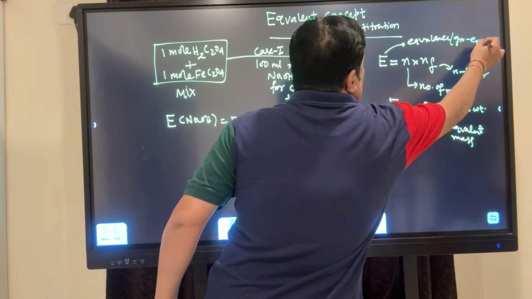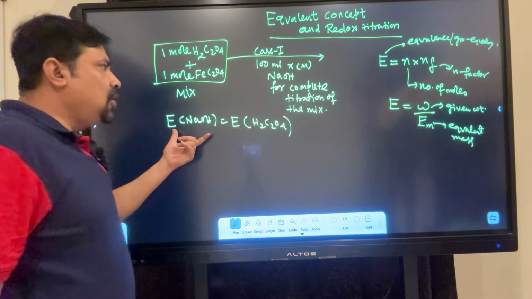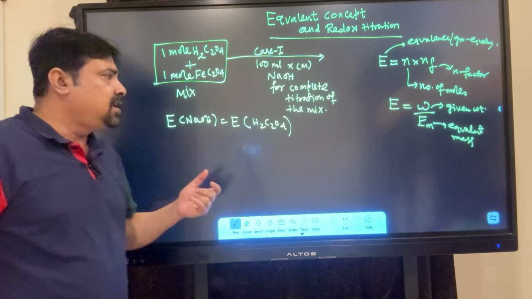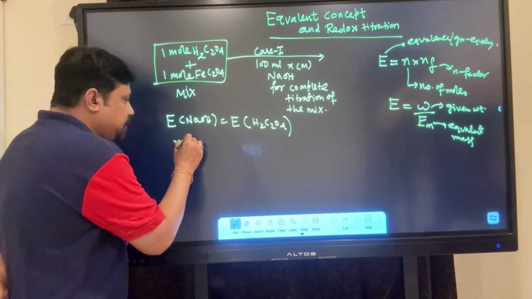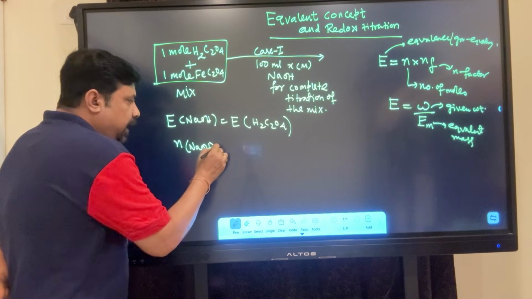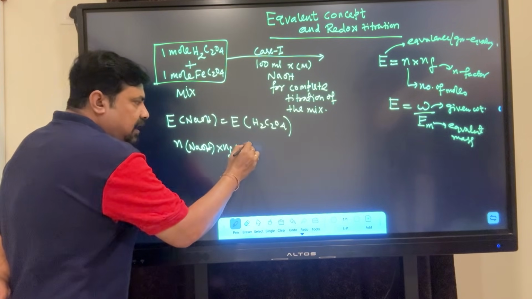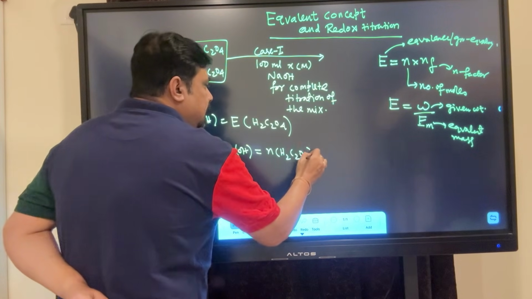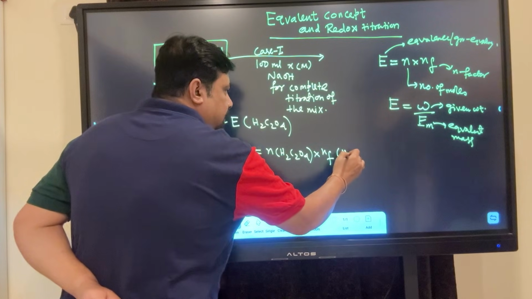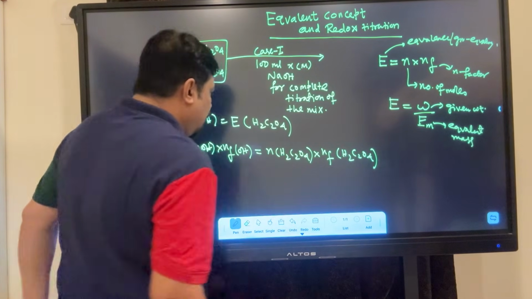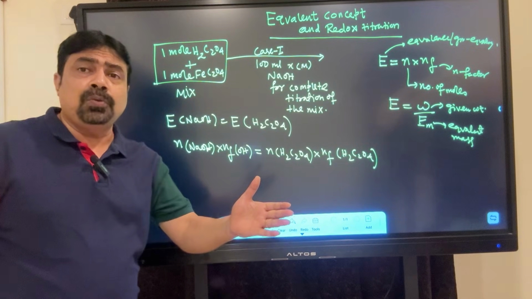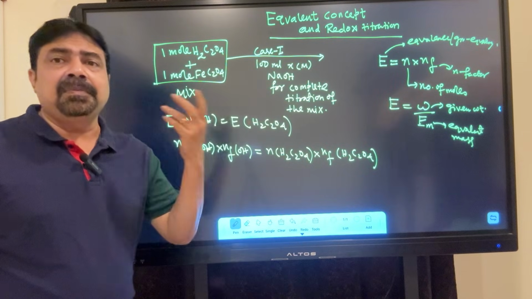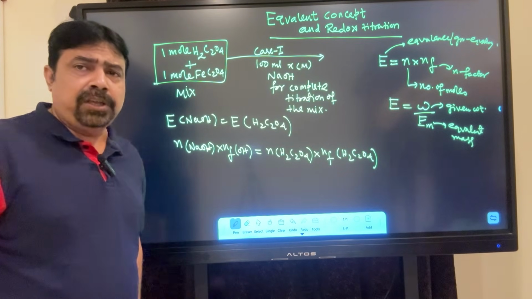Gram equivalence. Now if you look at, we write down from the law of equivalence, the equivalence of NaOH will be equal to equivalence of oxalic acid. Then equivalence is nothing but, as we just explained, number of moles of NaOH into N factor of NaOH. Clear? So then number of moles of oxalic acid into N factor of oxalic acid. Understand, N factor of oxalic acid. Clear? Now the number of ionizable H plus for the acid is nothing but the N factor. For the base, number of ionizable OH minus is the N factor.